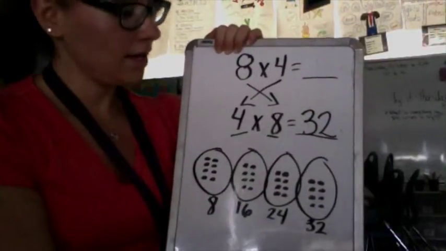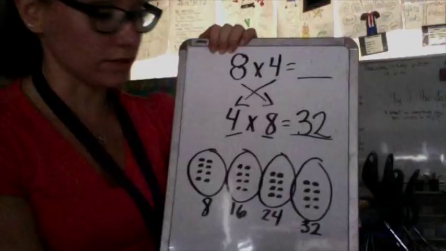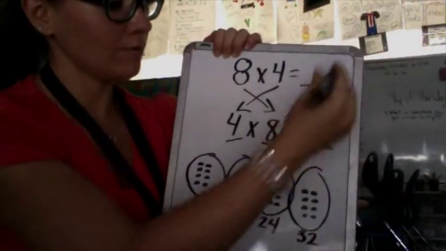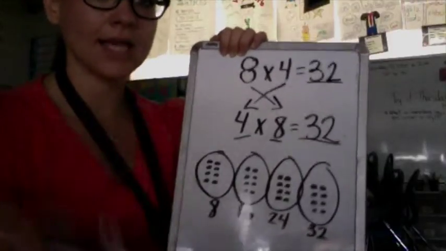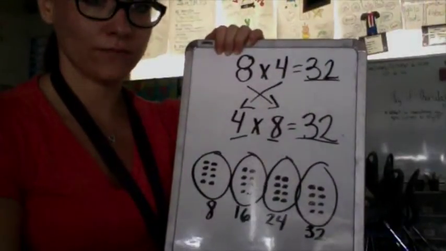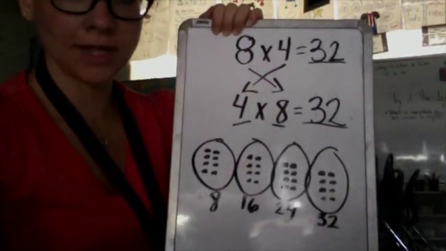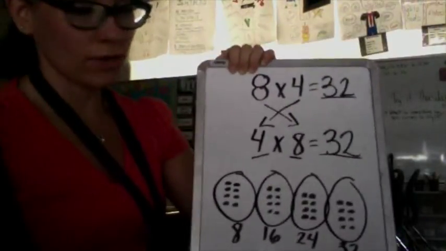And if my answer to 4 times 8 is 32, then my answer to 8 times 4 is also 32, because I can switch those numbers. Right? Make sure your board matches mine. If you need a couple more minutes, you can rewind and watch again. If you're ready to go, we can go ahead and erase, and we're going to try another problem.